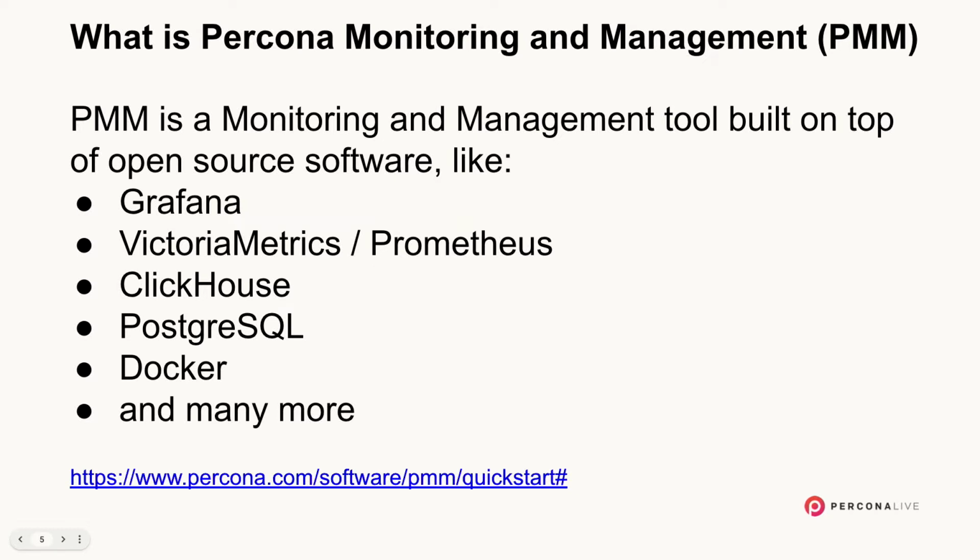PMM is actually a conjunction of different tools. The most used deployment is a Docker container, but we also have an OVA and an AMI image that you can use. It's using all of those tools and much more in the background, like for instance Nginx, which is not listed there, but mainly we will focus on Grafana, Victoria Metrics, and ClickHouse. Victoria Metrics has the actual metrics, and ClickHouse has the query information, so all of the data regarding query analytics is going to be in ClickHouse. Then PostgreSQL is used mainly for configuration.